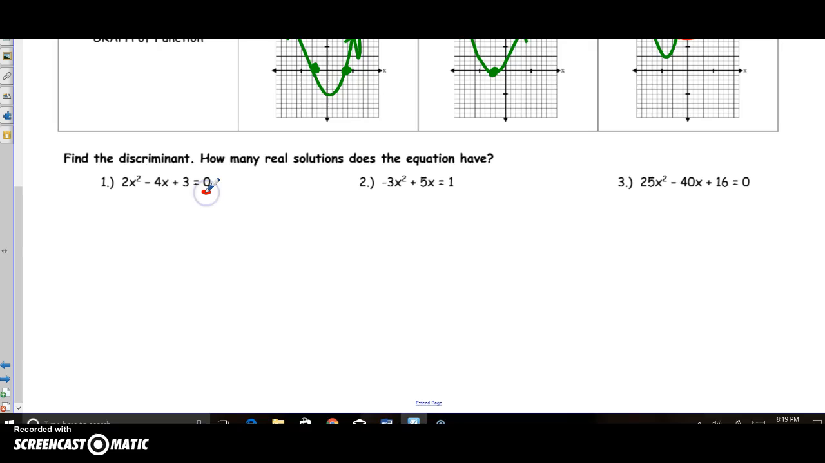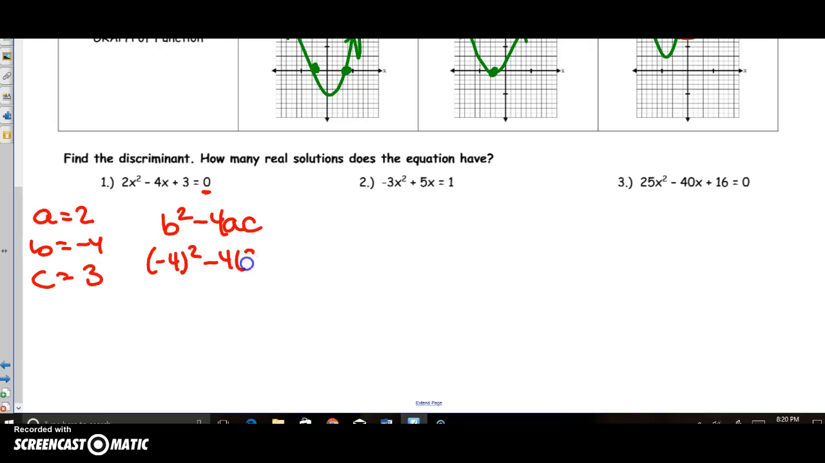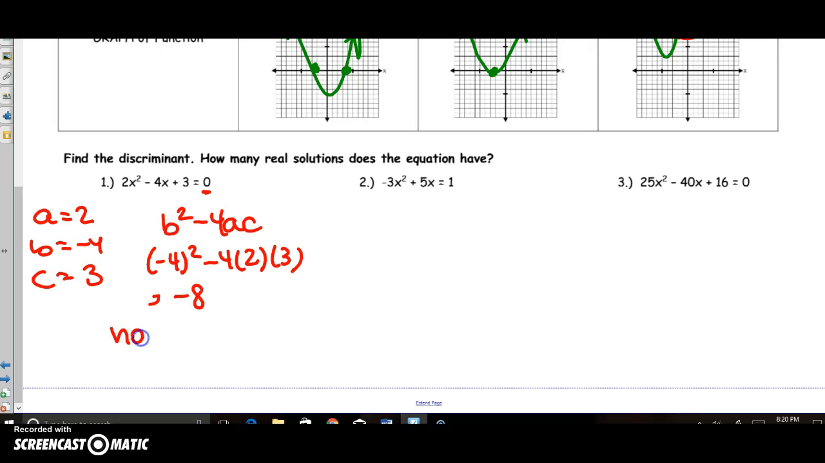So in this case, it is set equal to 0, just like we have when we solve the quadratic formula. A is 2, B is -4, and C is 3. So all we're going to do is look at the stuff under the root in the quadratic formula. So b squared minus 4ac, make sure that you put that -4 in parentheses so that your calculator remembers to square it. So -4 squared minus 4ac. When we plug that into our calculator, we get -8, which tells us there's going to be no real solutions.